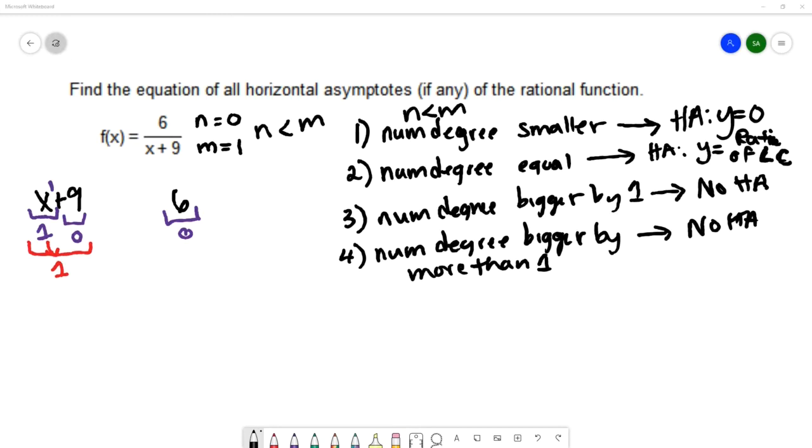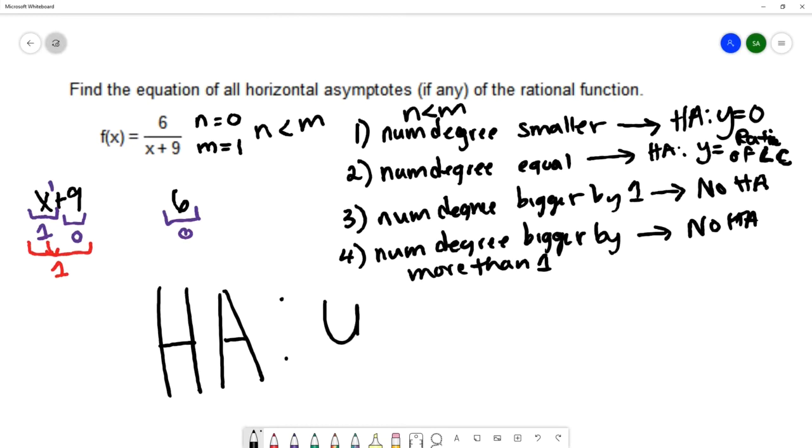So to just put a final point here, for this particular example, because the degree of the numerator is smaller than the degree of the denominator, this particular rational function has a horizontal asymptote at y equals 0.